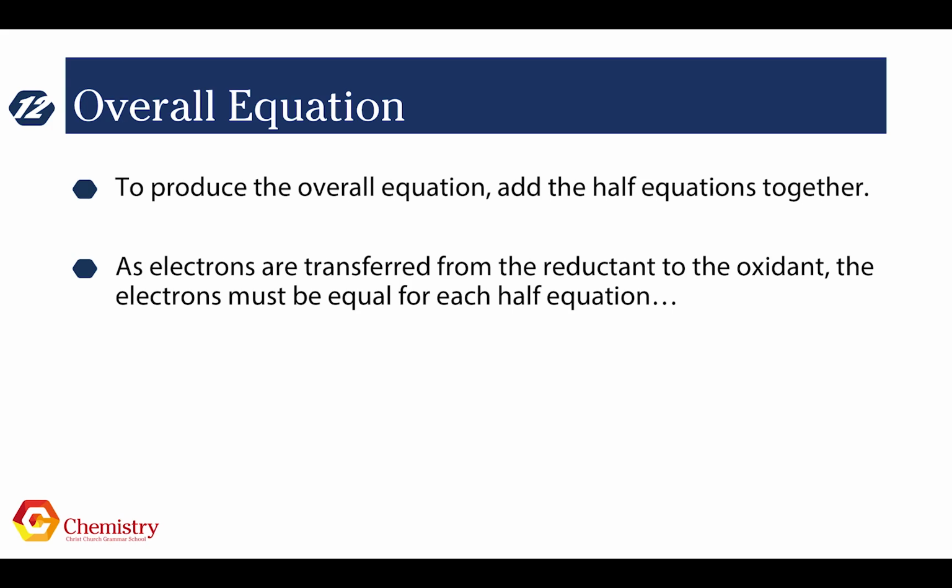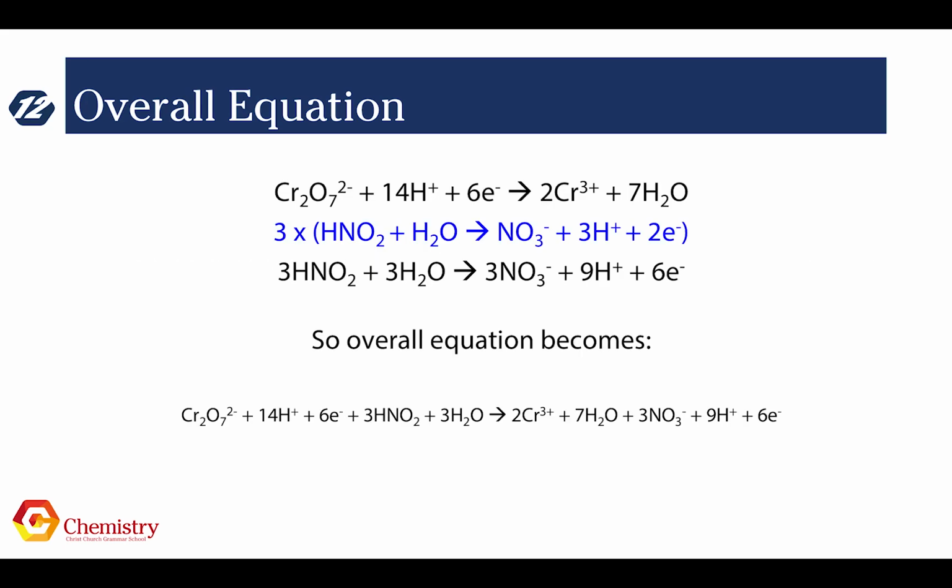So how do I know this is the reduction half equation? Reduction is gain of electrons, so the electrons appear on the left-hand side because they're being added in, and oxidation is loss, so therefore they appear on the other side.